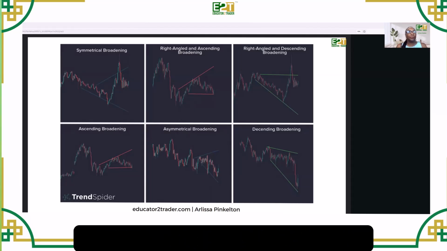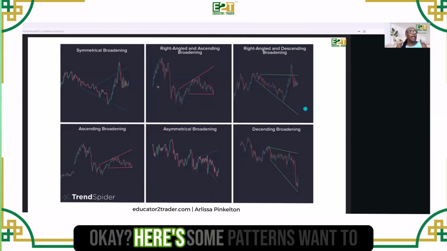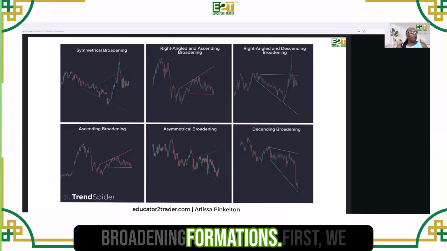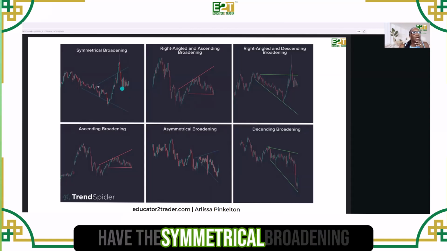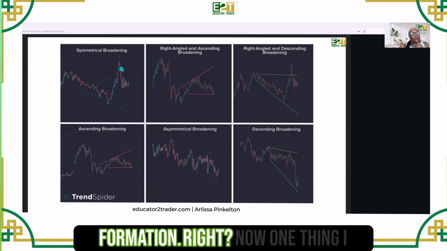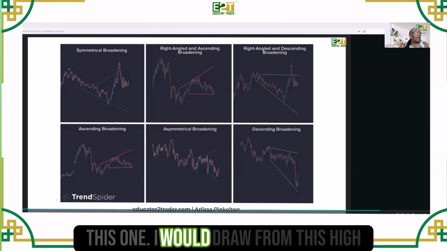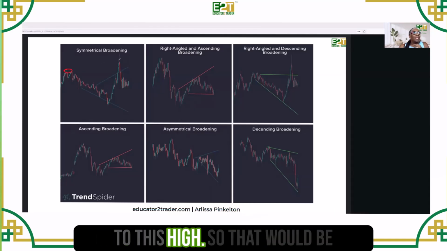Okay, here are some patterns, if you want to call them that, which are different broadening formations. First, we have the symmetrical broadening formation. Right now, one thing I probably would do here too is on this one, I would draw from this high to this high.